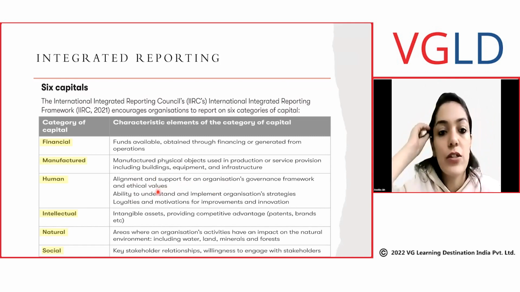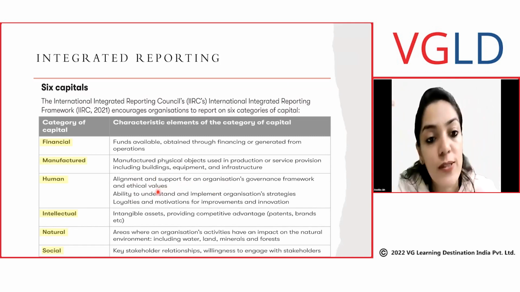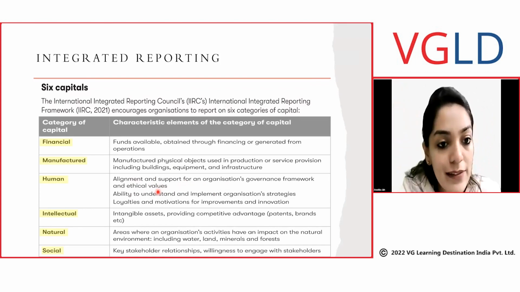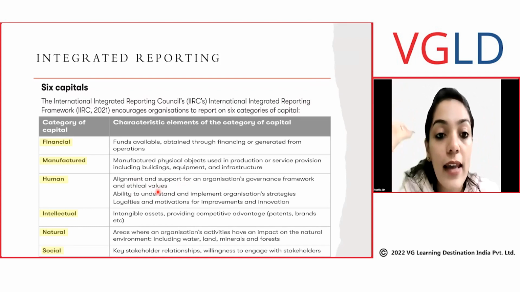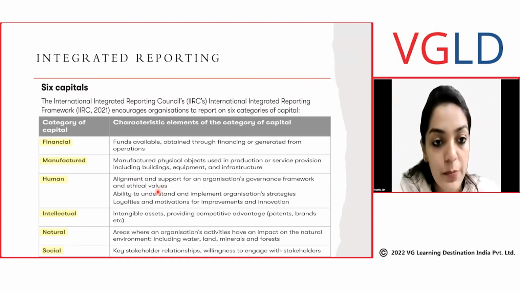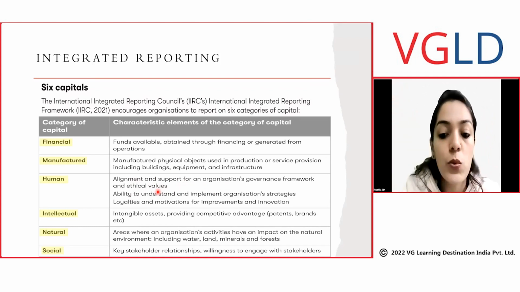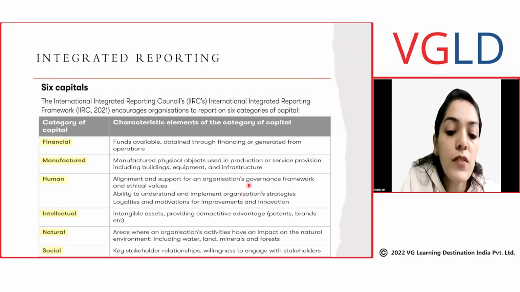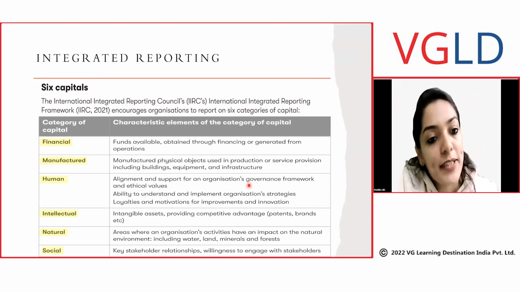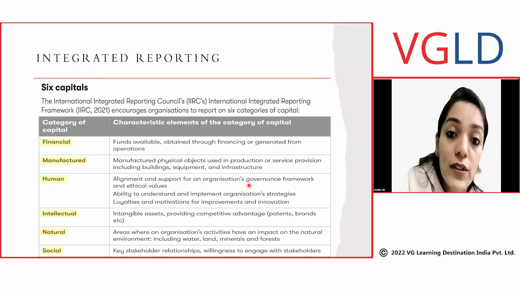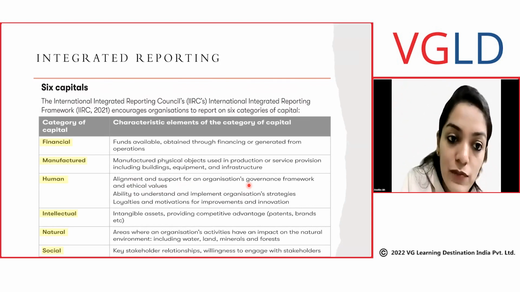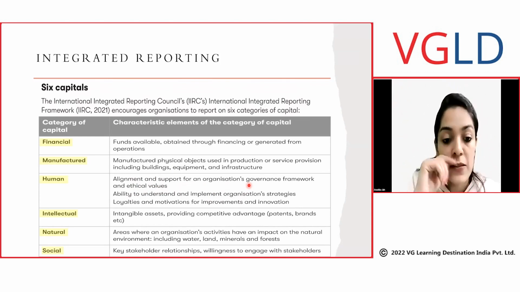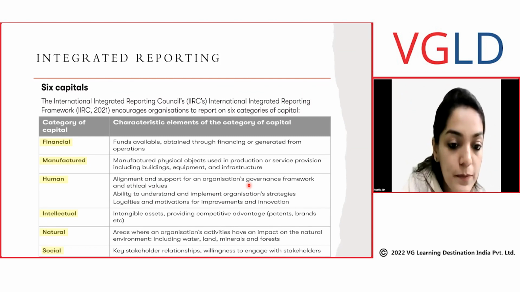So every organization has a vision statement, a mission statement, ethical values which it is going to live by. Are they aligned with the employees of the company? Okay. Ability to understand and implement organizations' strategies. Loyalty and motivation for improvement and innovation. Are your employees motivated to improve their performance for the company's benefit? Okay, so that is the human capital.